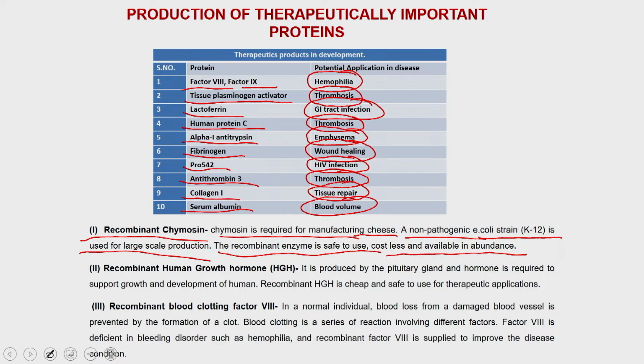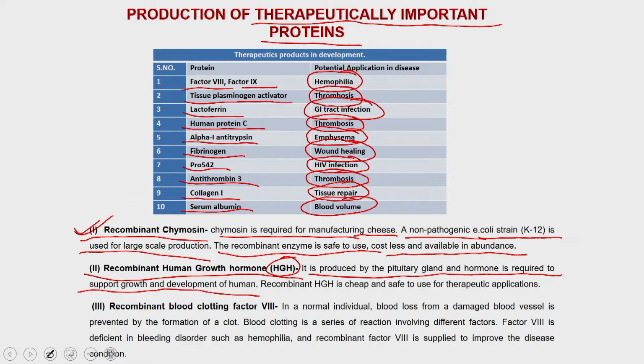So, apart from making therapeutically important proteins, you can also produce enzymes which are very good in terms of economical usage. The recombinant chymosin is one such example. Then we have the recombinant human growth hormone, or HGH. It is produced by the pituitary gland, and the hormone is required to support the growth and development of humans. Recombinant HGH is cheap and safe to use for therapeutic applications.